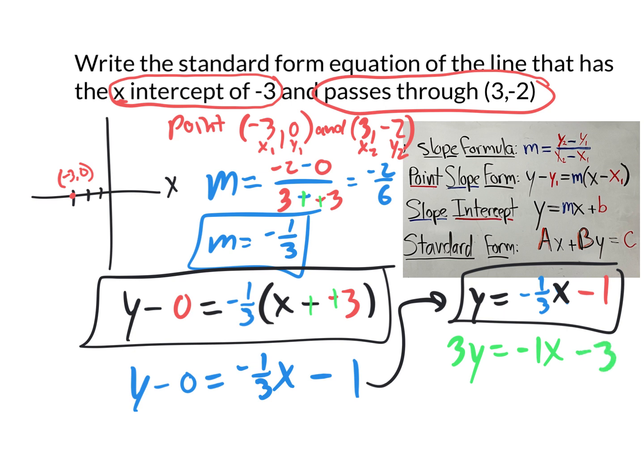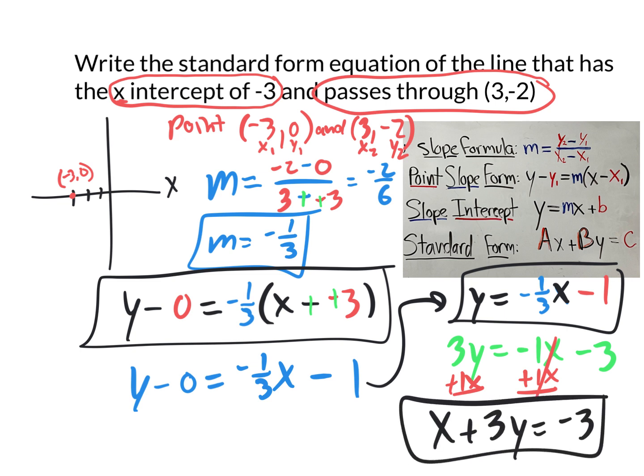It's almost in standard form. All I have to do is get the x term to the left side. So this x term, I need to move it over there. How? By doing the opposite of minus 1x, which is a plus 1x. Cancels out, plus 1x. Here's your final standard form equation. A positive 1x plus 3y equals a negative 3. That's your standard form equation right there.